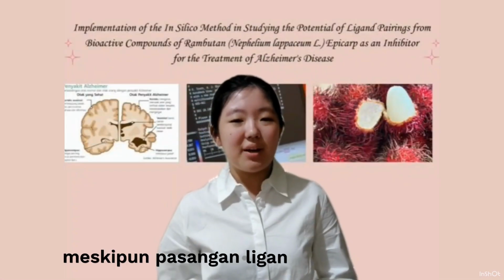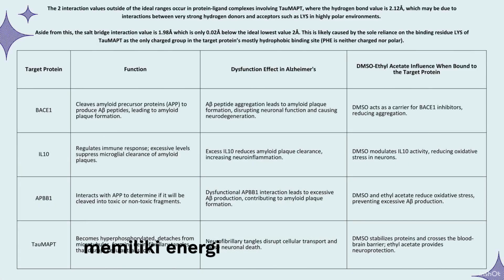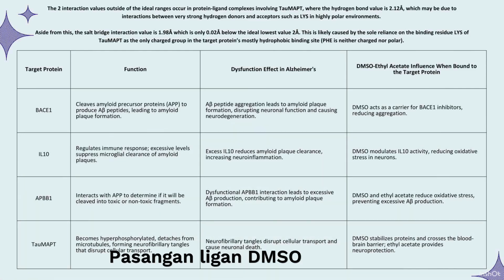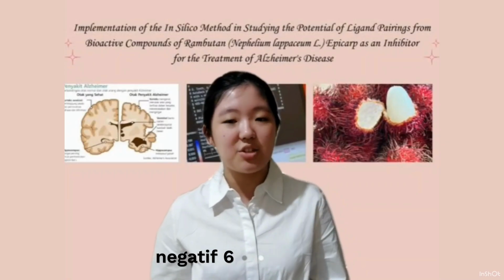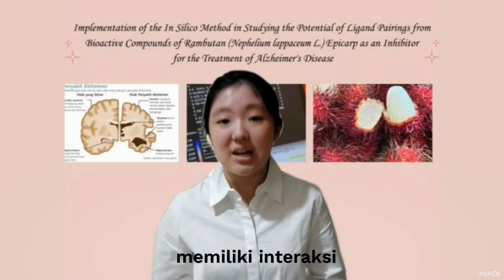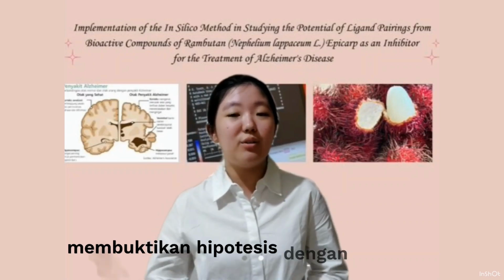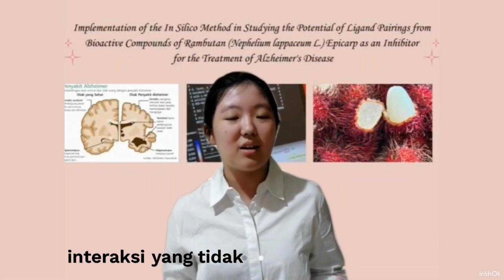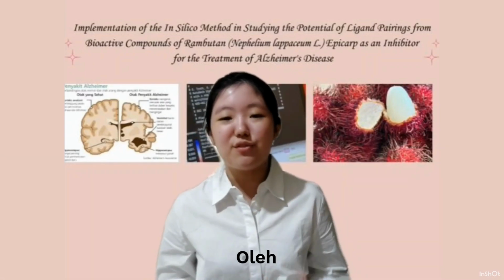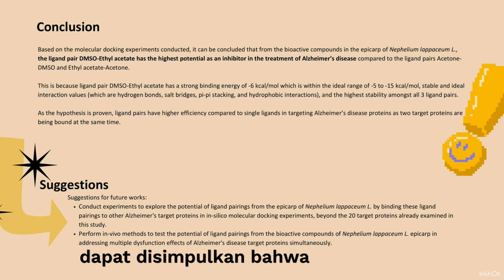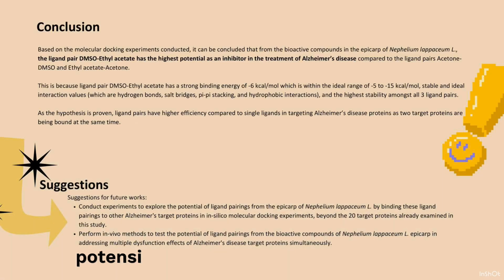Overall, although the ligand pair ethyl acetate acetone had the strongest binding energy of negative 6.5 kilocalories per mole, the ligand pair DMSO ethyl acetate, with also a strong binding energy of negative 6 kilocalories per mole, had the most stable interactions, proving the hypothesis, with only 2 interaction values that were not within the ideal range. Therefore, it can be concluded that from the bioactive compounds of Nephelium lappaceum L, the ligand pair DMSO ethyl acetate has the highest potential as an inhibitor in the treatment of Alzheimer's disease.